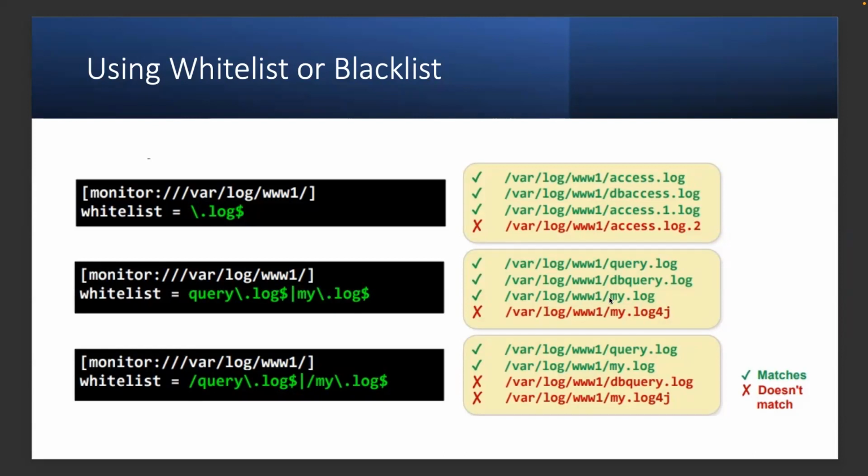Now WW1 my is not query. So you see that's when it goes to the my.log. This one now says WW1 my.log for J, and that for J is not part of it, because we said the last character is G. So we don't have 4G. That's why it's leaving that out.